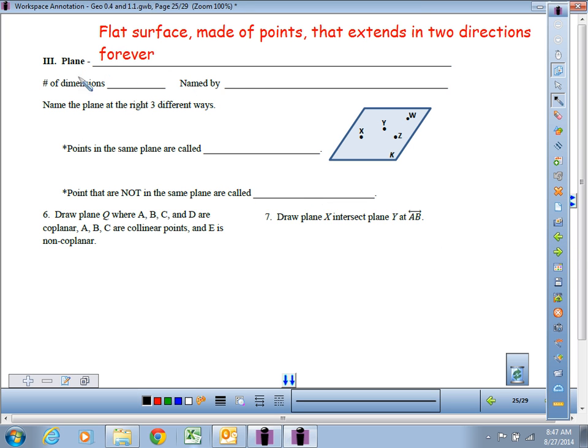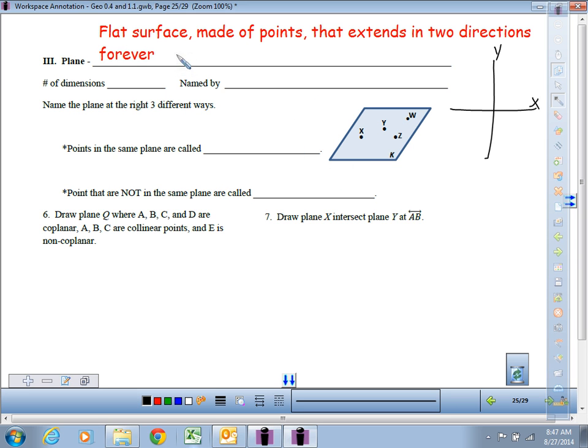All right, so a plane is a flat surface made of points that extends in two directions forever and ever. You guys dealt with planes a lot in algebra. Your coordinate plane extends in two directions forever, meaning it goes left and right forever and ever, and then it goes up and down forever and ever. There's your two dimensions.